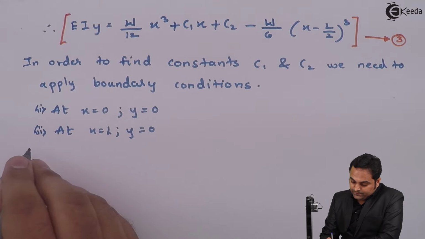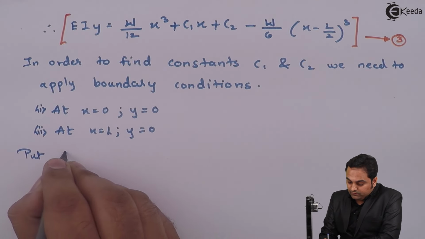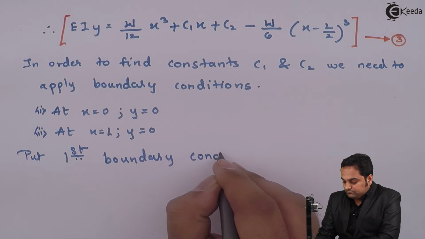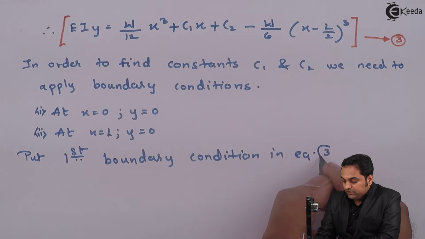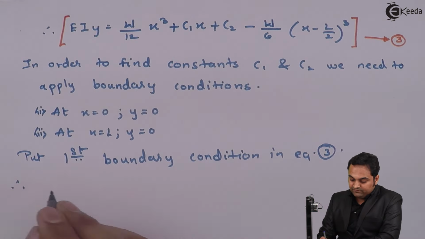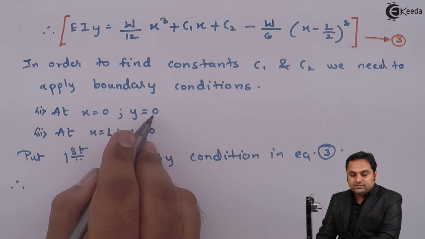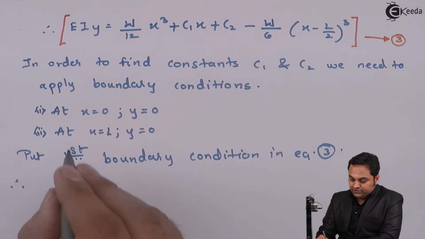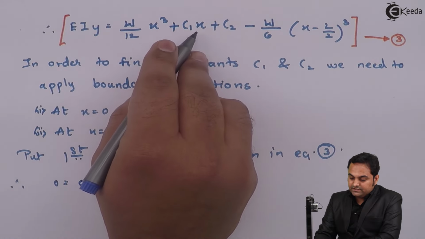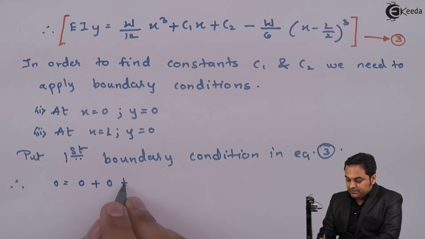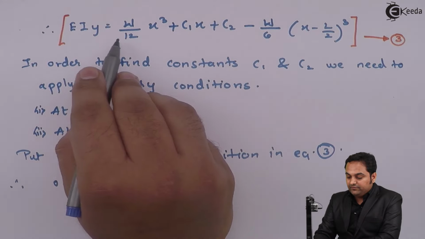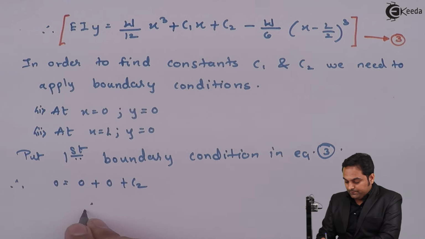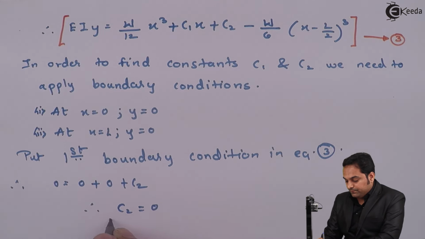So first I'll say that put first boundary condition in equation 3. So we have at x is equal to 0, y is 0. So this left hand side becomes 0. X value, if we put 0, the first term is 0. Plus if we put x value here, that is 0 plus c2. The first boundary condition, we have to put it only up to the constant c2. So therefore c2 becomes 0.